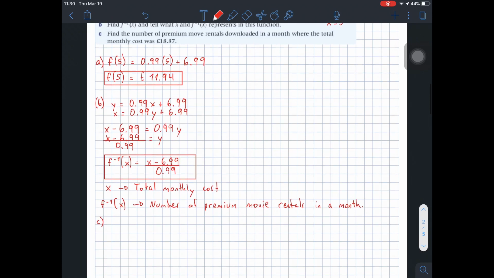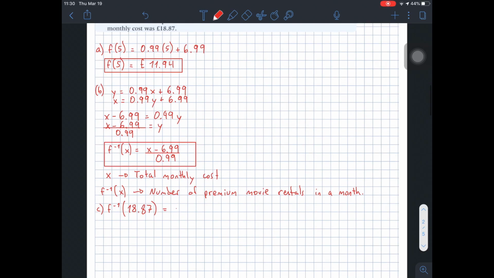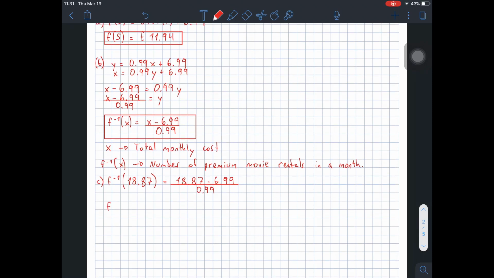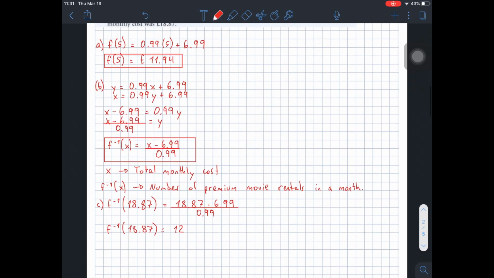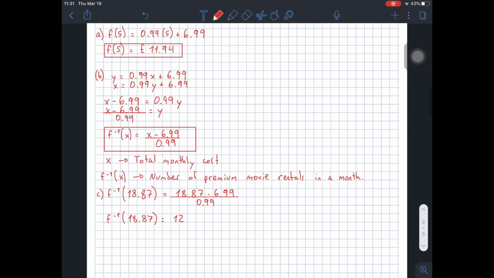So we're going to write f minus 1 of 18.87, which is the total monthly cost, equals 18.87 minus 6.99 over 0.99. So then by using our calculators, we can find this number, which would be 18.87 minus 6.99 over 0.99, and you get 12. That means that you rented 12 premium movies.